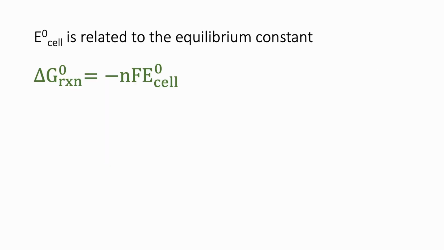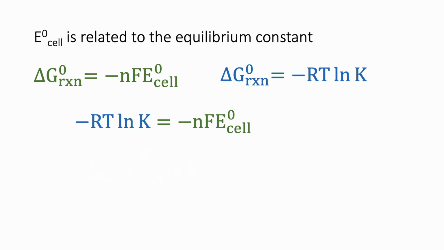We have just talked about how delta G is related to the cell potential, but we also know that delta G is related to the equilibrium constant, and this tells us that our cell potential must be related to the equilibrium constant. So if both of these things are equal to delta G naught, then we can set them equal to each other, and that's what I've done here. Now I'm going to divide both sides by negative NF, and I get this. The cell potential is going to equal RT over NF, natural log of K. So now we have a direct relationship between our cell potential and our equilibrium constant.